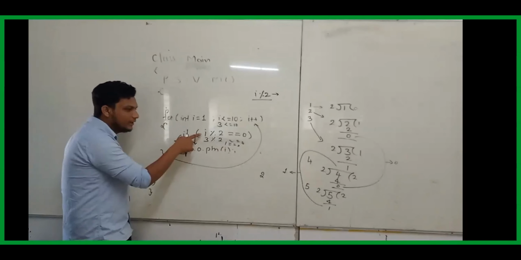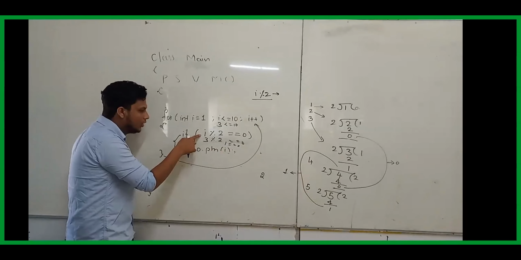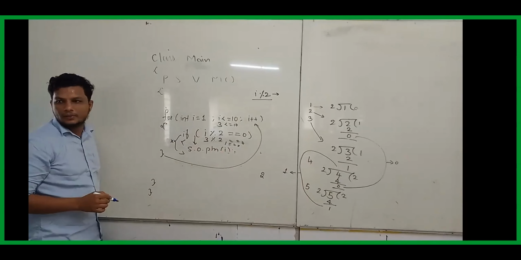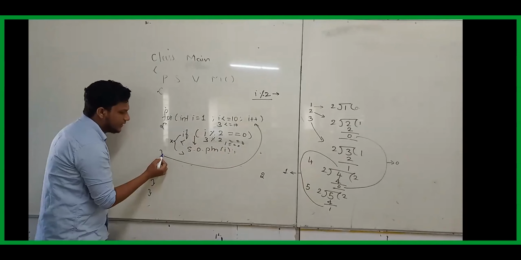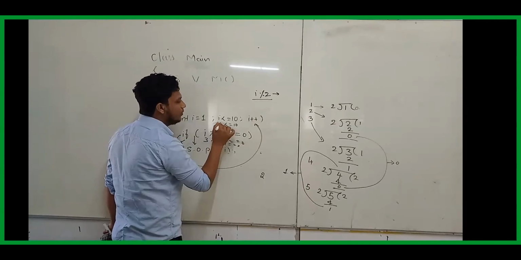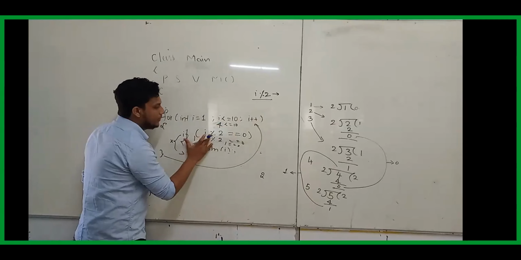Then will it return true value? No. Then if it is not returning true value, will it go inside the if condition? No, right? Then it will come outside the if condition, but the for loop will be incremented. The for loop will become 4. Okay. Now tell me what is the value now?